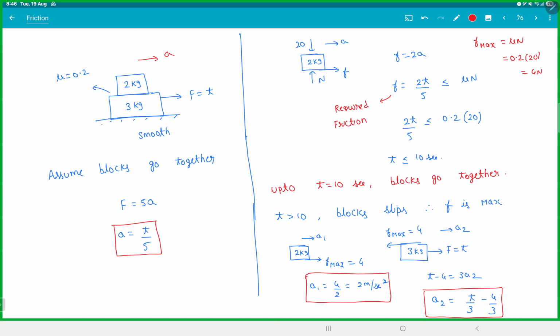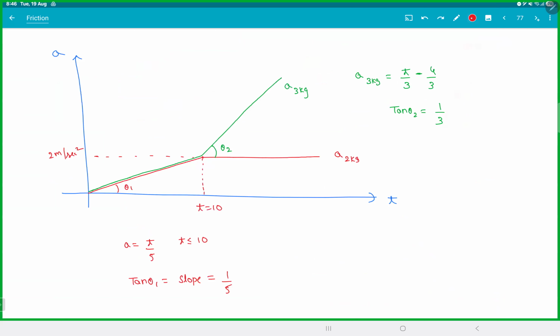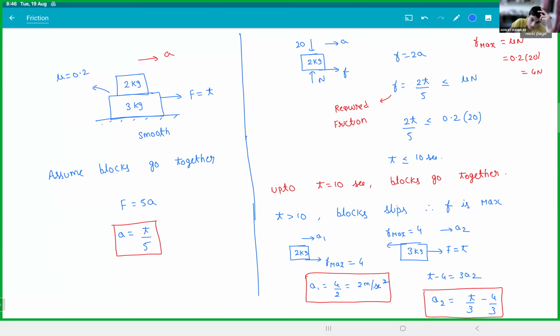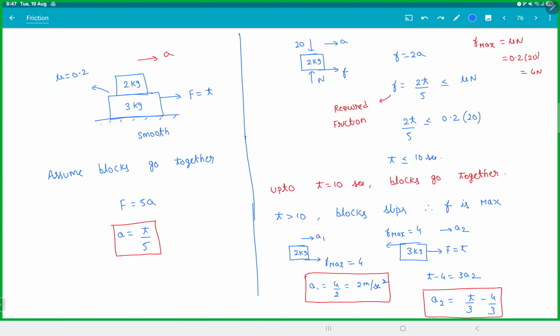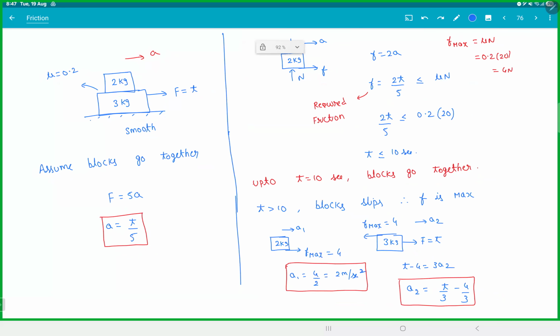Did you figure out what you want to ask? I did not exactly understand why you drew that straight line and that theta 2 one. Because acceleration became constant here, 2 meter per second square. It's a number. And then the theta 2 is this one, t by 3 minus 4 by 3. It is the equation of a line which is depending on time. You can stay back after the class. We can discuss.